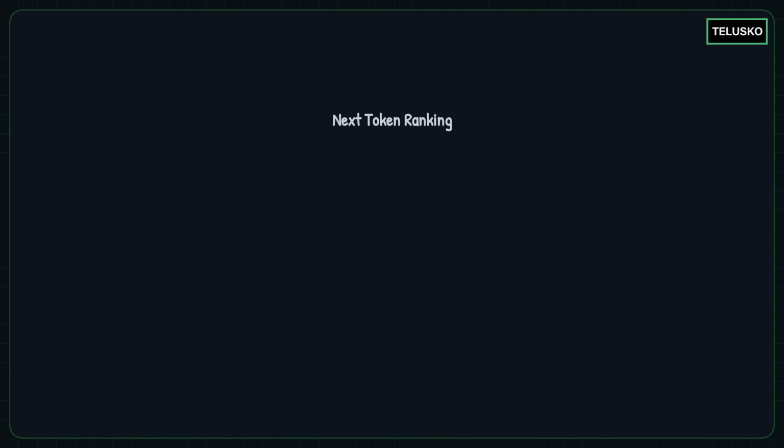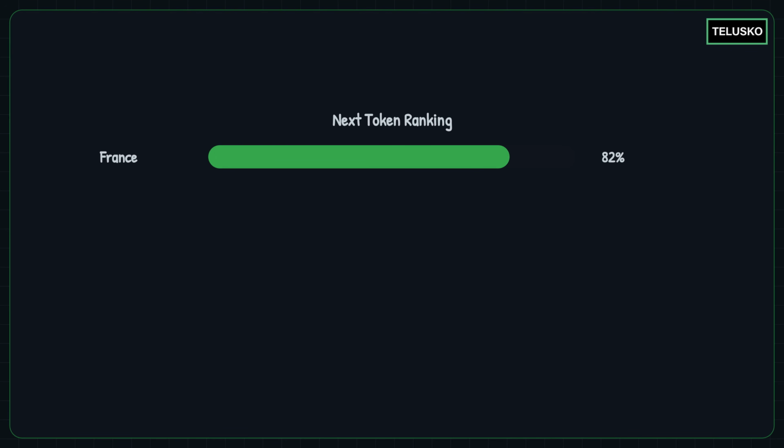Suppose our input stops at "Paris is the capital of." The model looks at its entire token dictionary and assigns a likelihood to every single option. France leads at 82%, then the word "the" gets 6%, Europe follows with 4%, and Italy trails at 1%. I want to be clear that these exact numbers are just illustrative, but the shape is always the same.